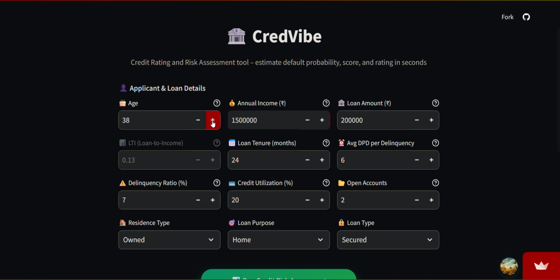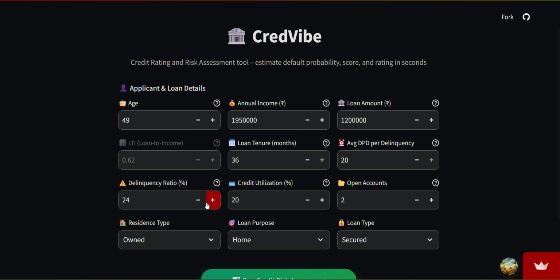So let's take another example of someone who is middle-aged, 49-year-old, and let's say that this guy's income is 19.5 lakh. He's taking the substantially high amount of 12 lakhs, and the loan tenure is, say, 3 years. And the average GPD per delinquency, let's say it's pretty high at 20. And the delinquency ratio is also slightly higher at 24%.